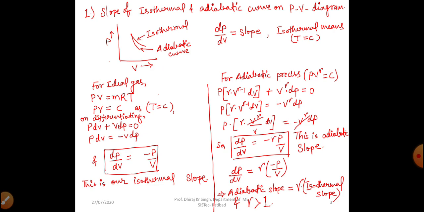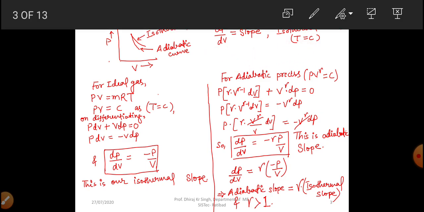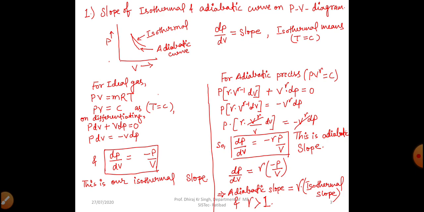We all know dP by dV is the slope, right? If we take V in the x direction and P in the y direction, then dy by dx would be our slope. But here we have taken P and V axes, so dP by dV will be our slope. This is an isothermal process, so temperature is constant. Now we will apply the ideal gas equation here. We all know the ideal gas equation, PV equal to mRT.